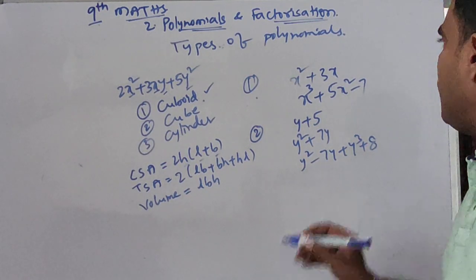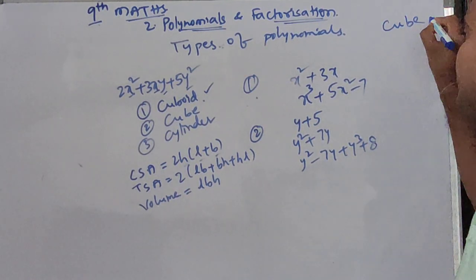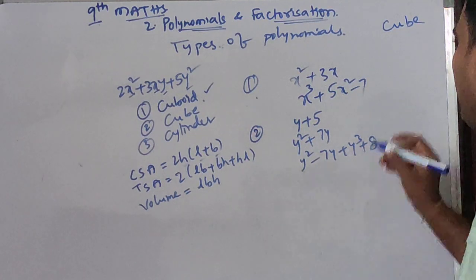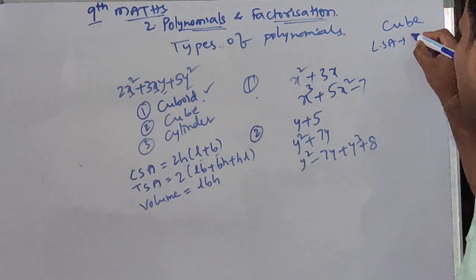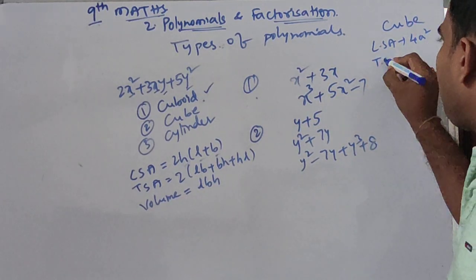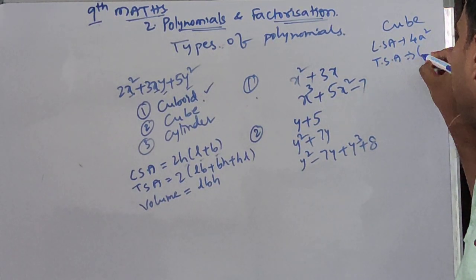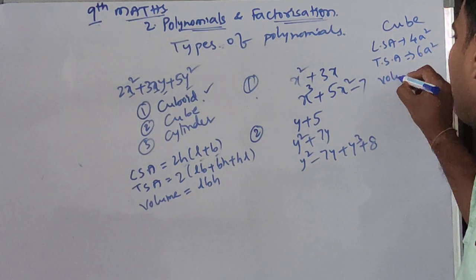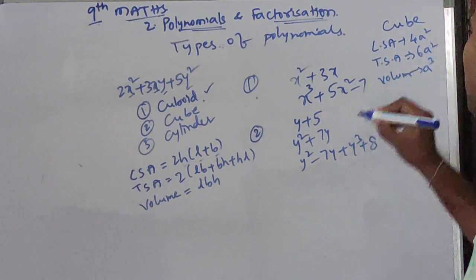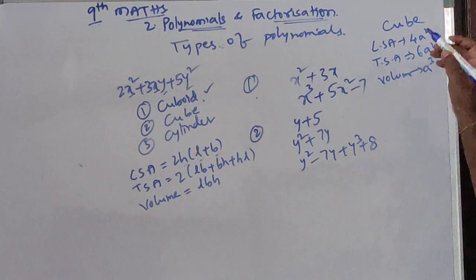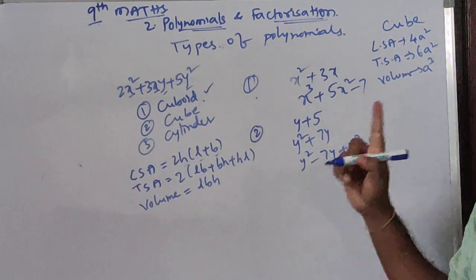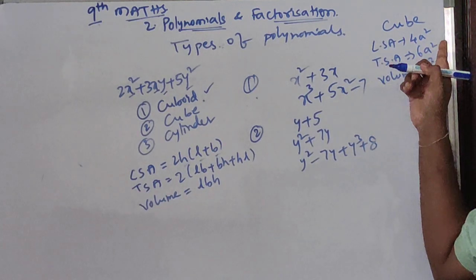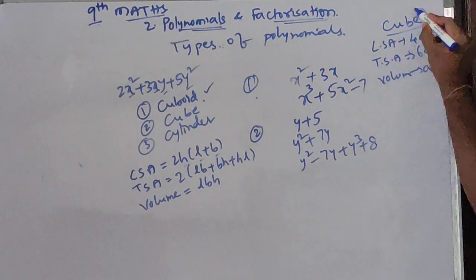Okay. Next, cube. So if we are taking cube, lateral surface area is 4a square. Total surface area is 6a square. Volume is a cube. So these are the formulas. So all these three formulas are in single variable. So that is a. So here a is the side of the cube.